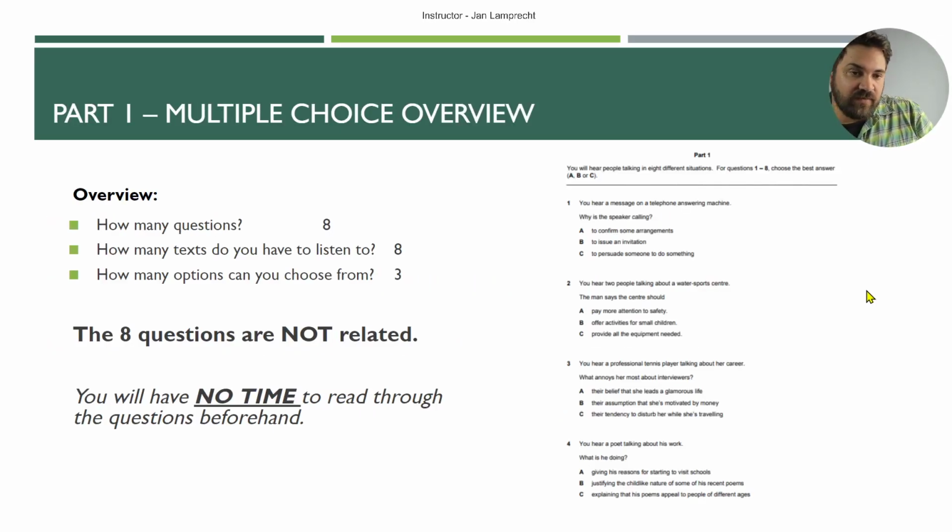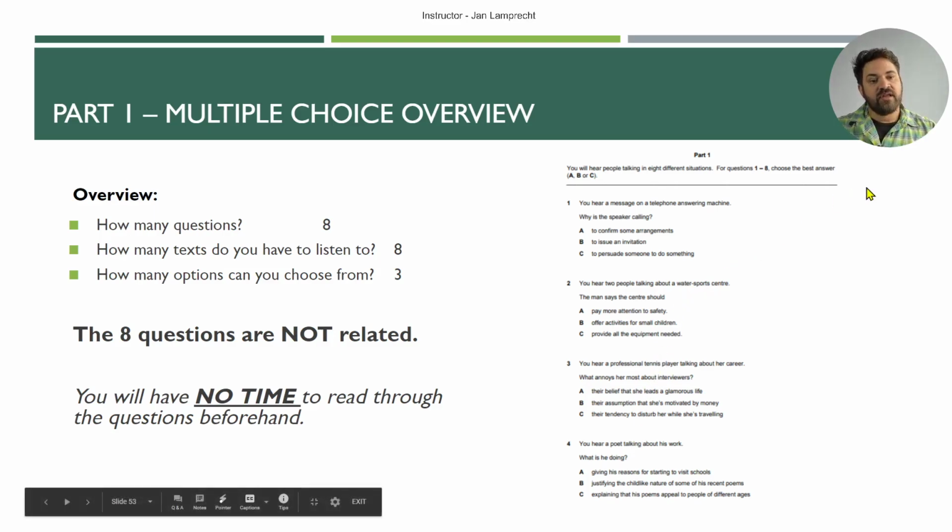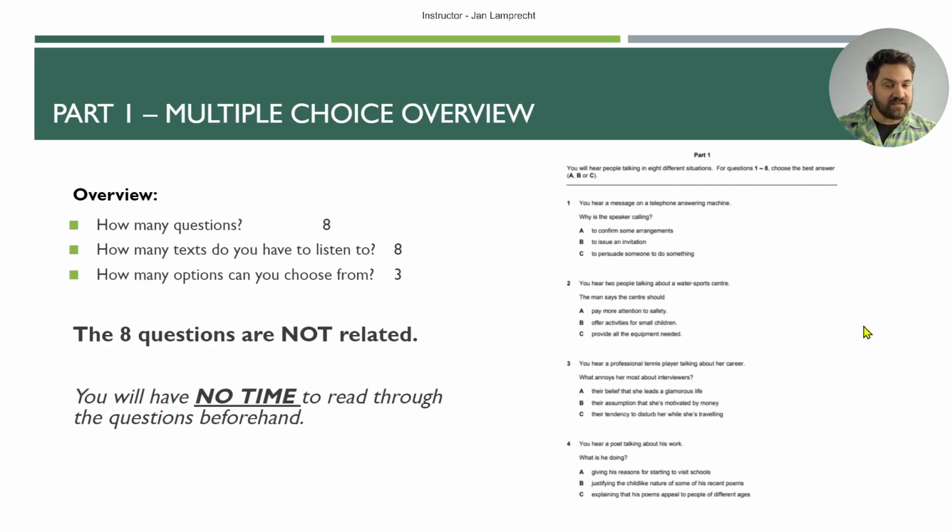Let's go into a little bit more detail with examples of what they look like. So this is part 1, okay? Multiple choice. Now, how many questions are there? There are 8 questions. How many texts do you have to listen to? You've got 8. So here you can see 1, 2, 3, 4. There will be 5, 6, 7, 8. Now you see 4, but there are 8. They're not related in any way. They're all different. Okay, you will have no time to read through the questions before the audio track starts.